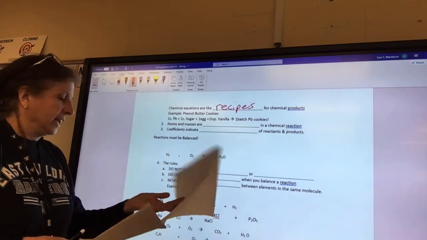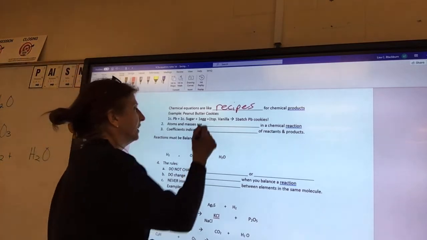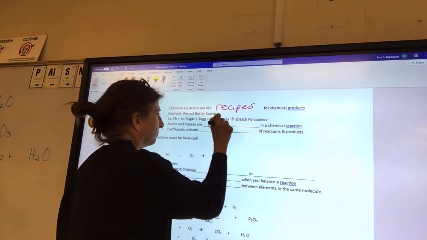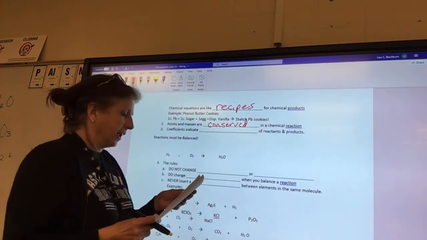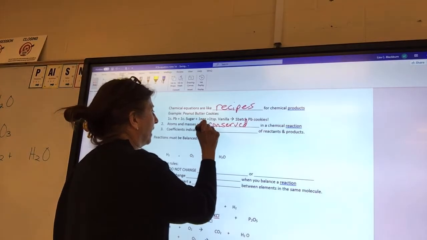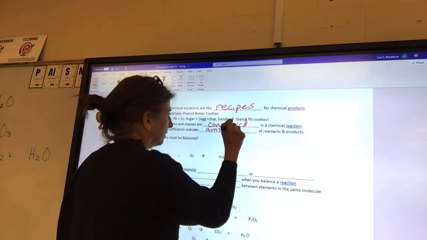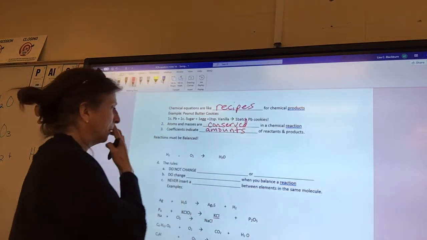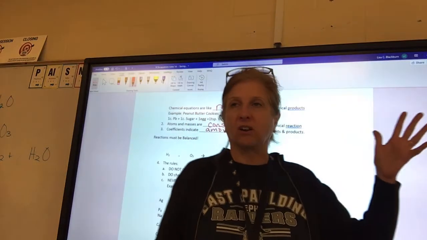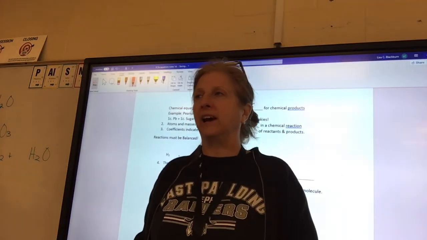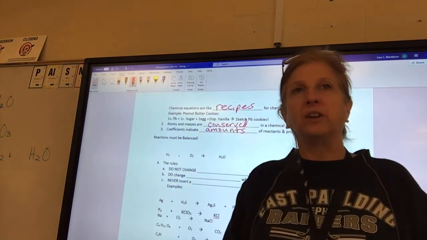Next idea is that atoms and masses are conserved in a chemical reaction, and coefficients indicate the amounts. I'll explain what this means. All right, so reactions must be balanced. All that's fancy science talk for: what you put in is what you get out. You can't create or destroy atoms. What you put in is what you get out.